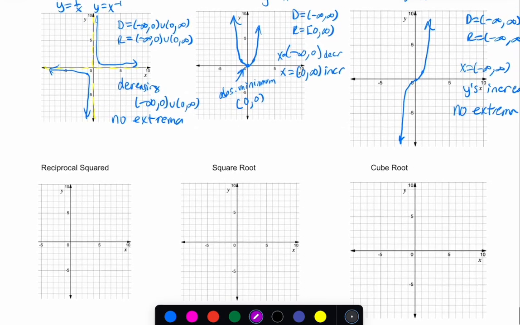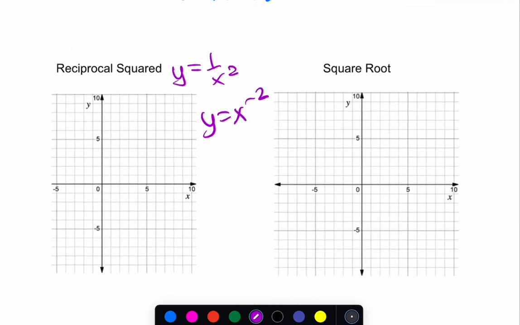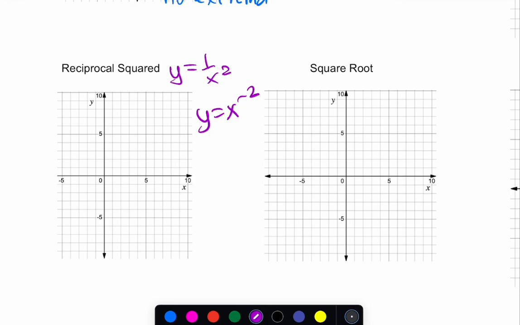Now, our reciprocal was that 1 over x. Our reciprocal squared, just square what you saw in the first one. So it's 1 over x squared, or x to the negative 2. To get that x squared in our denominator, you need a negative exponent, and that will flip it down. Now let's think for just a moment about squaring a negative number. When we square a negative number, what happens to it? It becomes a positive number, right?